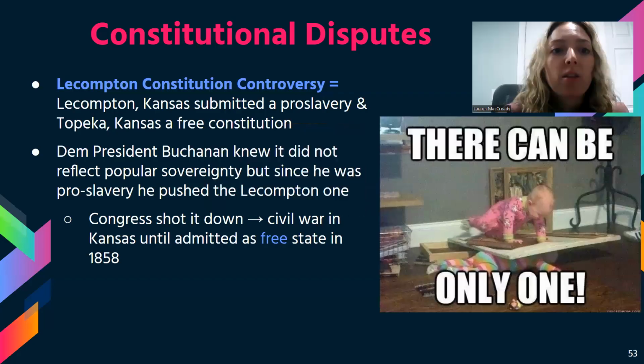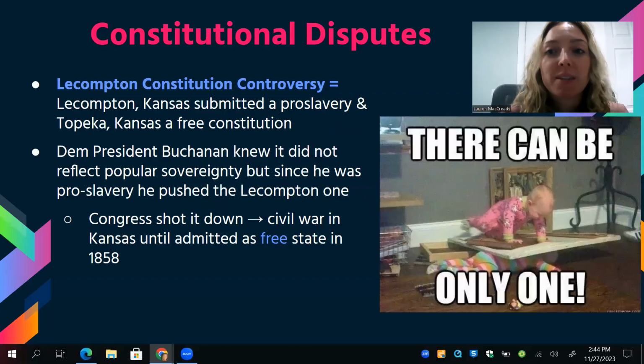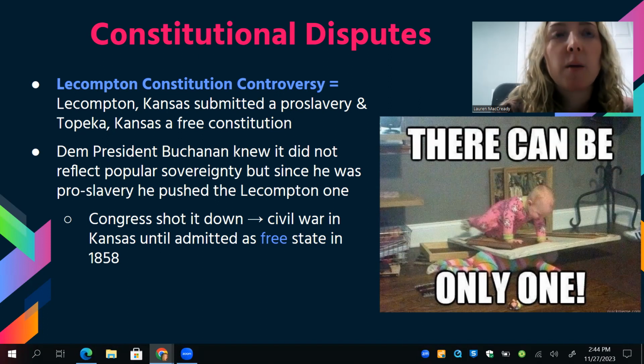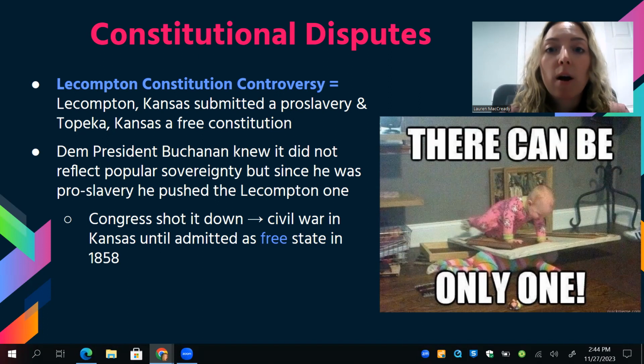So we're almost there. The Lecompton Constitution controversy. Say that 10 times fast. So going back to what's happening in Bleeding Kansas, when I said that they set up two separate governments and they created two separate state constitutions, one pro-slave and one anti-slave, we're going back to that. So Lecompton, Kansas is the pro-slavery government, and they write a pro-slavery constitution. And Topeka, Kansas is where the free government and the free constitution is from.